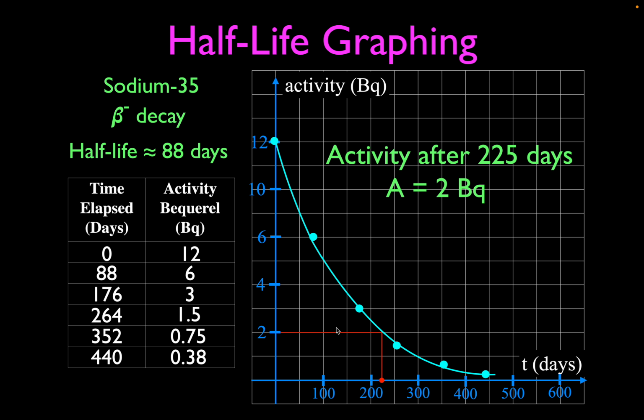Now we could go over and do the same thing, or let's say the opposite thing. Let's say we want to know when would the activity be reduced from 12 to 5 becquerels. We go from here, go over, go down, and we can see that's just about 100 days. Okay? So those are the 2 most common problems I think you'll get for graphing and radioactive decay.